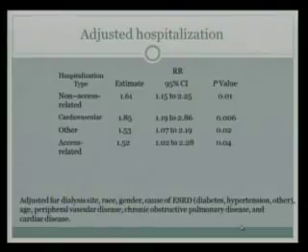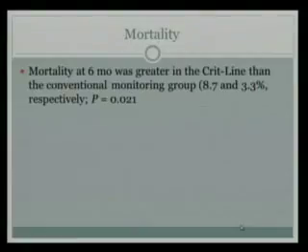And these are the results that came as a surprise. Actually, the crit line group had more hospitalizations related to all types: access, cardiovascular, non-access related. These patients who had the crit line intervention were actually admitted more. And at 6 months, mortality was greater in the crit line group than the conventional monitoring group.